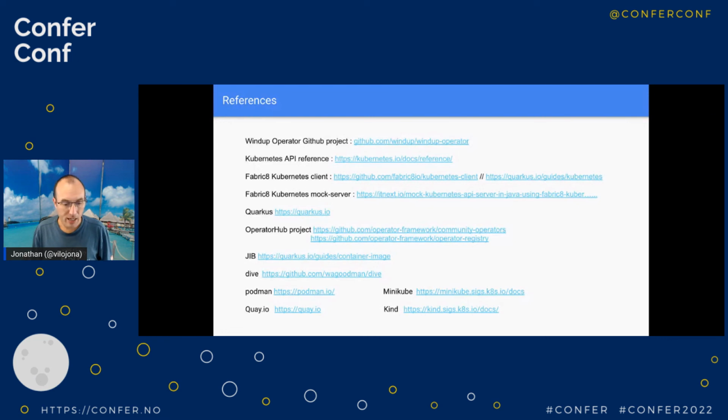It's a very interesting framework to use Java to do fast applications and coding very fast. The Operator Hub project, Jib, in order to create images without having Docker installed, Dive to get the layer information, Podman as a replacement of Docker, Quay as an image registry, and then Minikube and Kind as local clusters that you can use to do your tests.